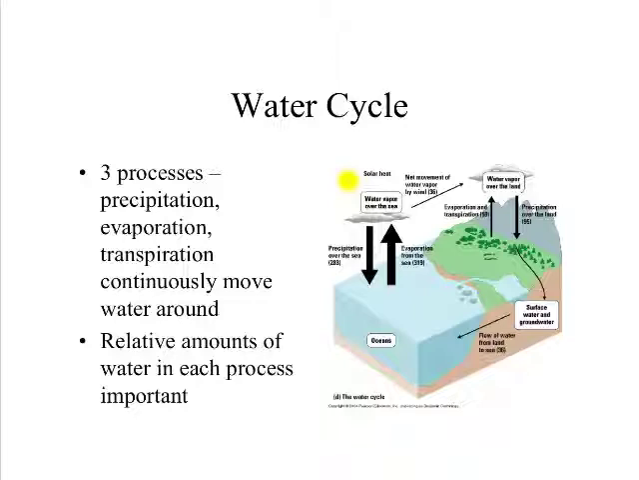Okay, so the relative amount of water in each process is very important. So if we have lots of evaporation but very little precipitation, then that area is going to start dehydrating, and it's not going to have a lot of water in that area. If we have lots of precipitation but very little evaporation, then we might get flooding and too much water in that area. So the amount of water is very important to different aspects of the ecosystem.